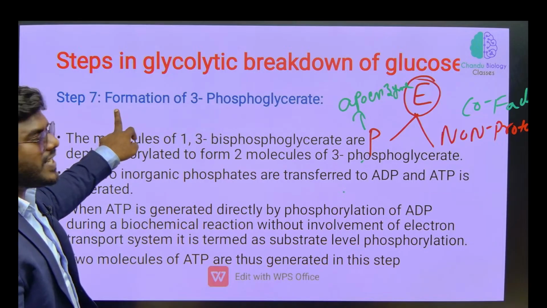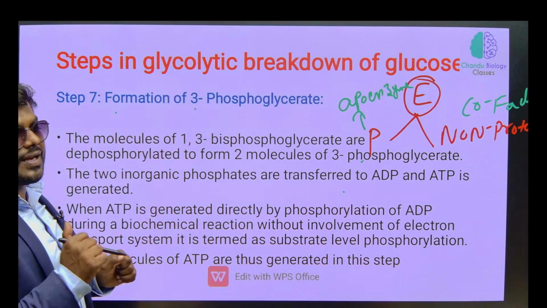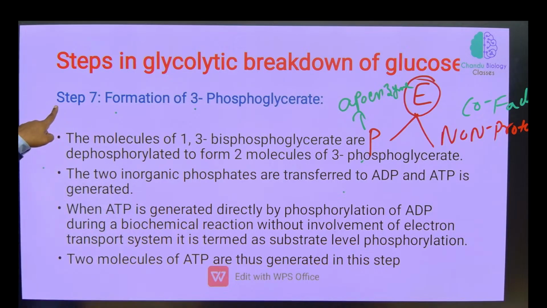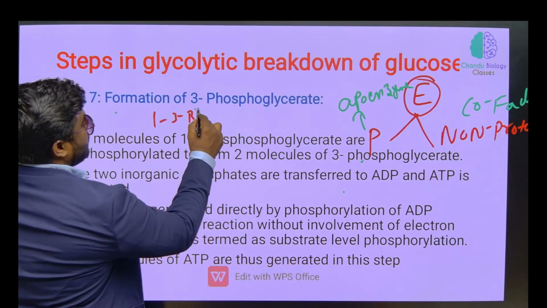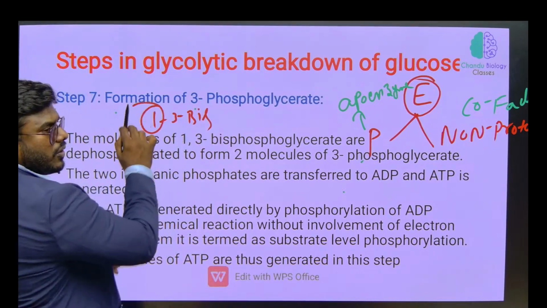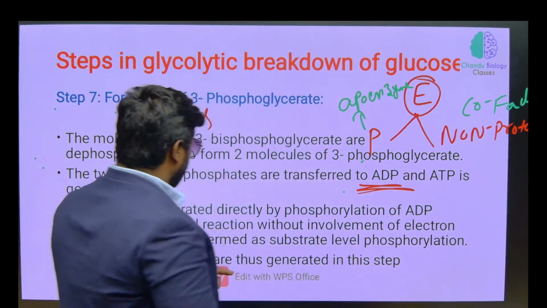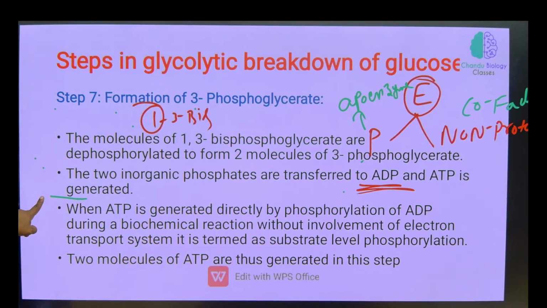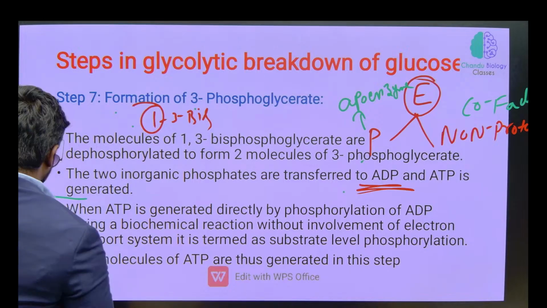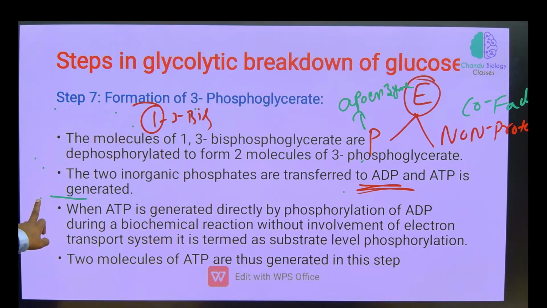1,3-bisphosphoglycerate is converted into what? The phosphate group present at the first carbon got removed. Correct or not? 1,3-bisphosphoglycerate has 2 phosphates, and this phosphate is removed, so someone has to accept it, right? ADP is going to accept it. There is a production of what? ATP. Correct? So friends, this is a very important point to remember for the exam. This question is also asked multiple times in the exam.